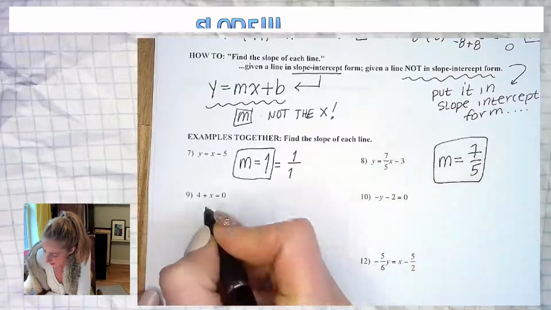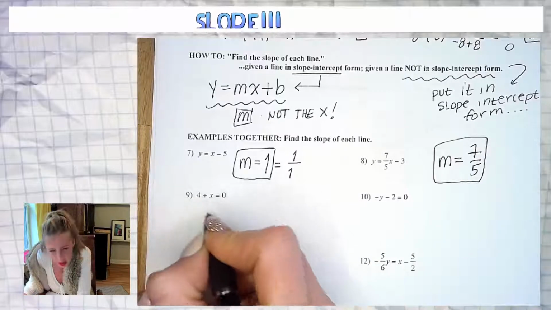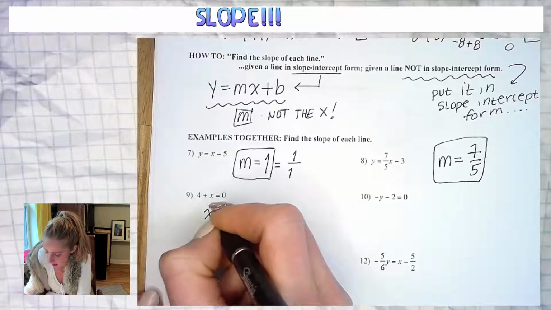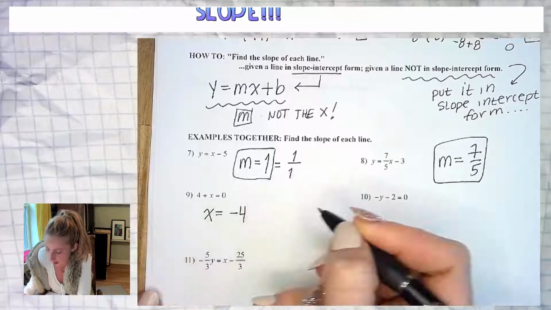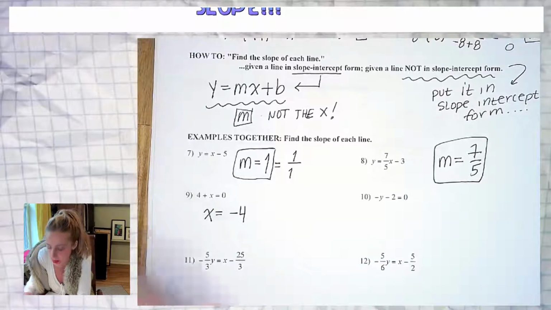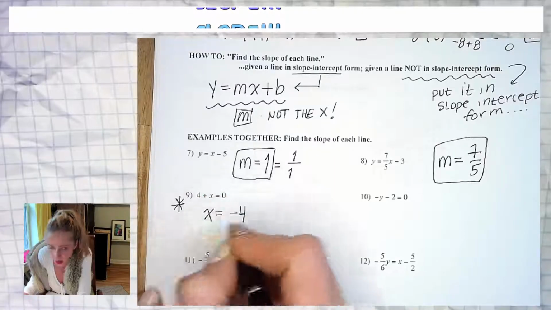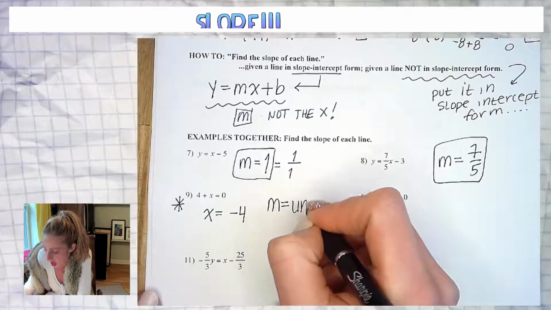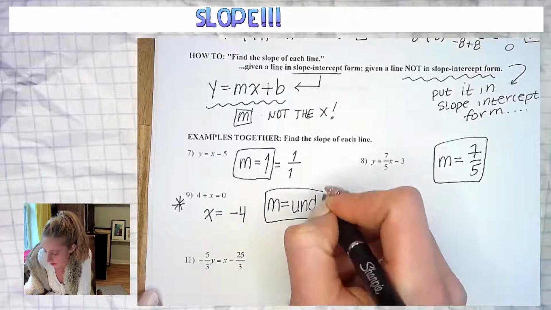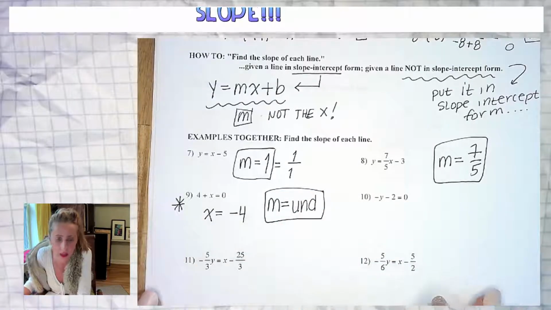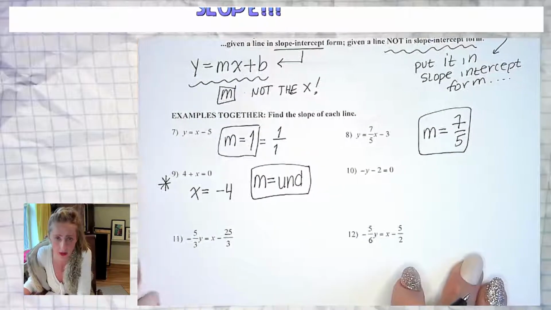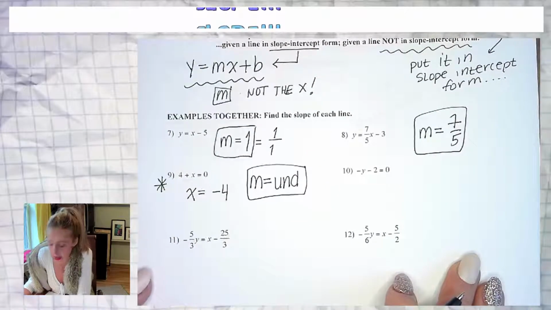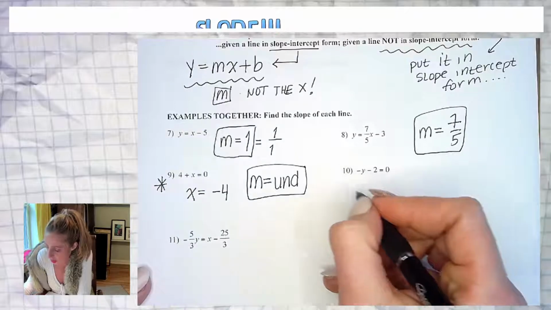Done. That's it. Here, if you have something like this, and all I have is x equals -4, put a star by it, and I don't have y at all. That means m is undefined, okay? You can't define it. You can't make it y equals mx plus b, okay? We can't do anything about it.